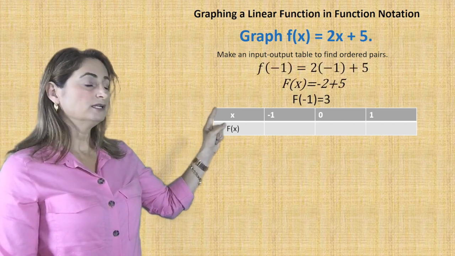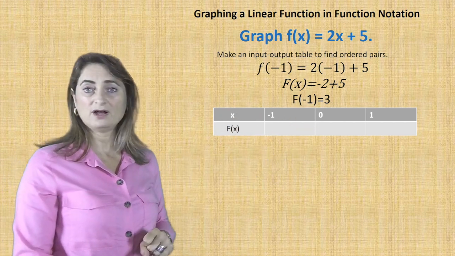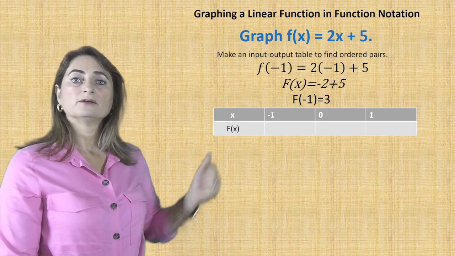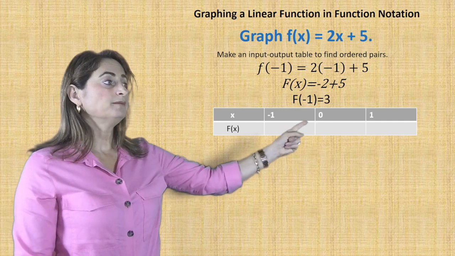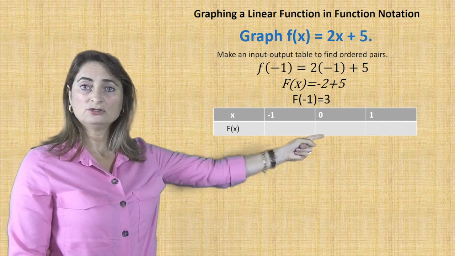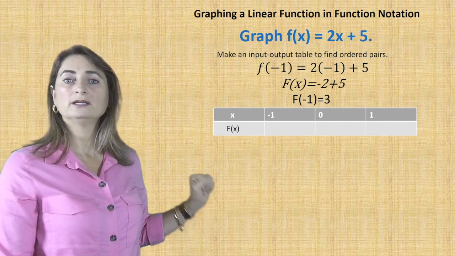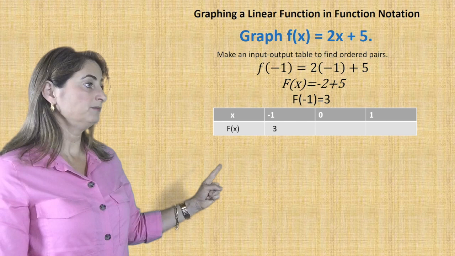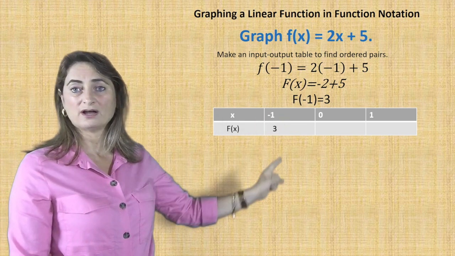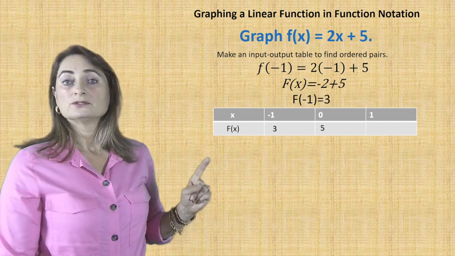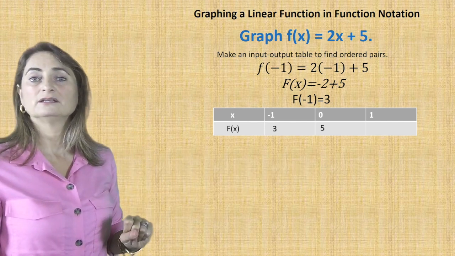Replace x with -1, so I'm trying to find f of -1 equals 2 times -1 plus 5, because x equals -1. Bring f of -1 down, or f of x, equals 2 times -1 is -2 plus 5 equals 3. So f of x when x equals -1 equals 3. Put that in the table. Same thing with 0. I need 2 times 0 is 0 plus 5, so f of x is 5. 2 times 1 is 2 plus 5 equals 7, so f of x equals 7.